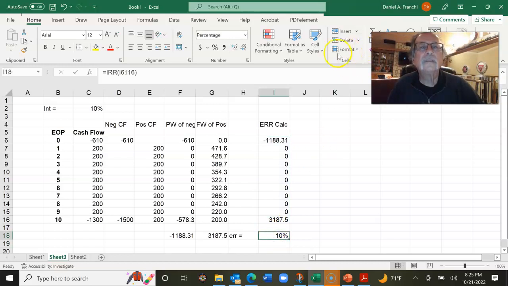It equals 10.4%. That tells me that this is a good project. It's worth doing. The concept is we are going to be investing these 200s in projects that are going to be returning 10%. That's going to be more than enough to cover that initial cost and this final salvage expense.